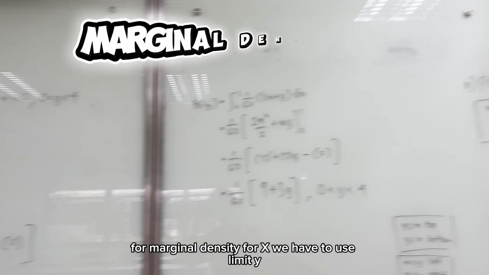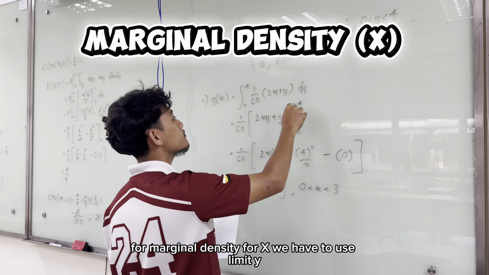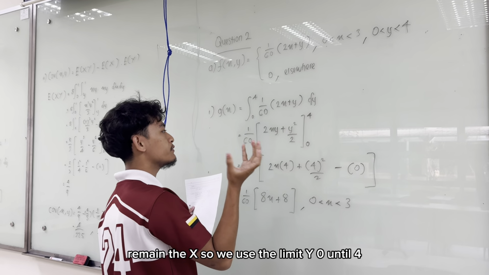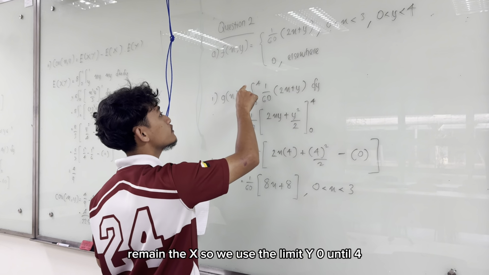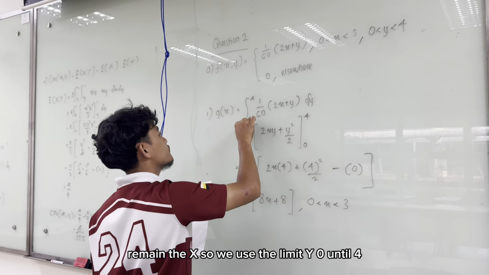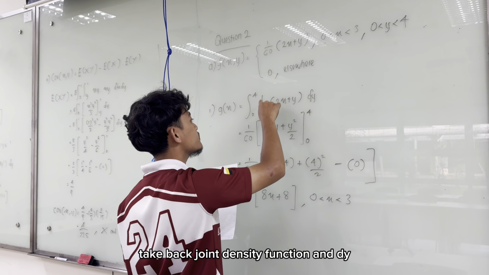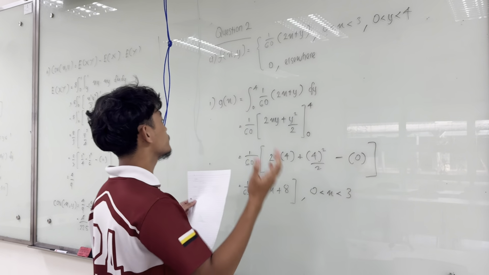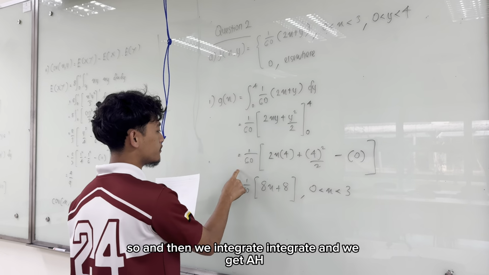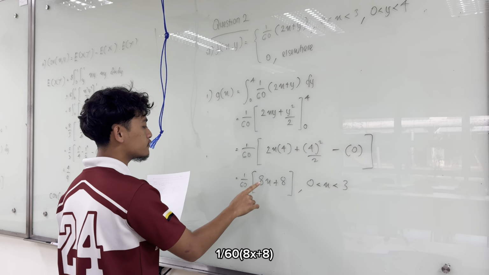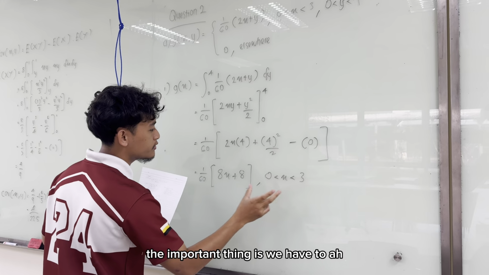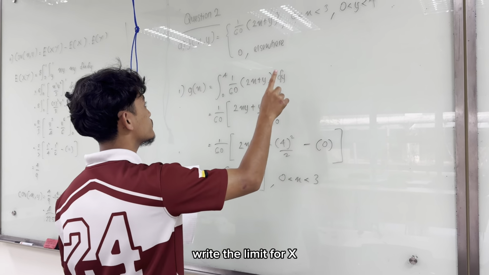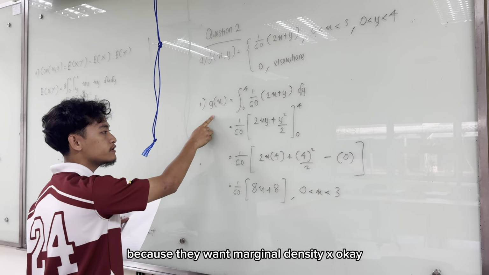For the marginal density for x, we have to use the limit of y, because we want to eliminate the y and remain the x. So we use the limit of y from 0 until 4, take the density function, and dy, because we want to eliminate y. Then we integrate and we get 1 over 60 times (8x plus 8). The important thing is we have to write the limit for x because they want the marginal density of x.